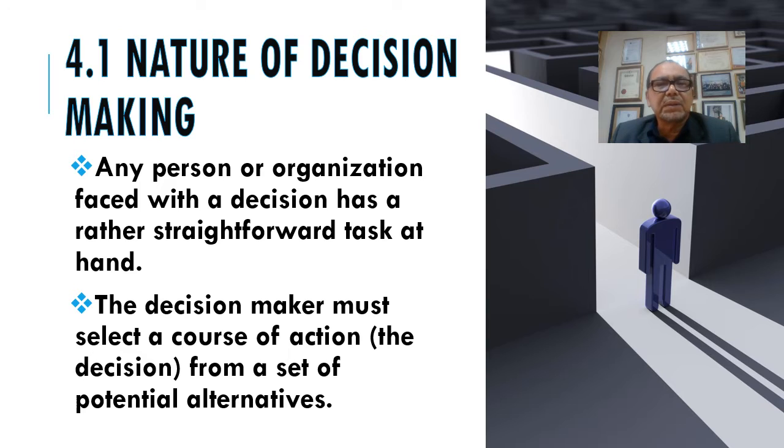So a person or organization faced with a decision has rather straightforward tasks at hand. You need to make a decision. Without decision, nothing can go. But to make a decision, there are factors: the environment that is surrounding your organization before you can make the decision. The decision maker must select a course of action. The course of action, that is the decision. The decision, we call it a course of action, from a set of potential alternatives. I said, very simple.